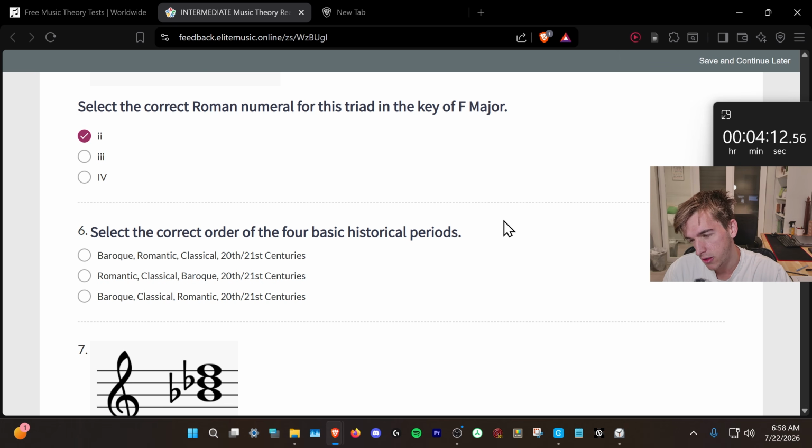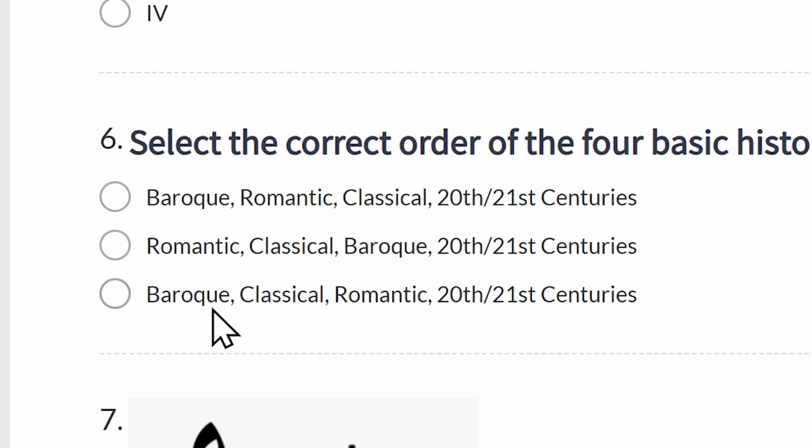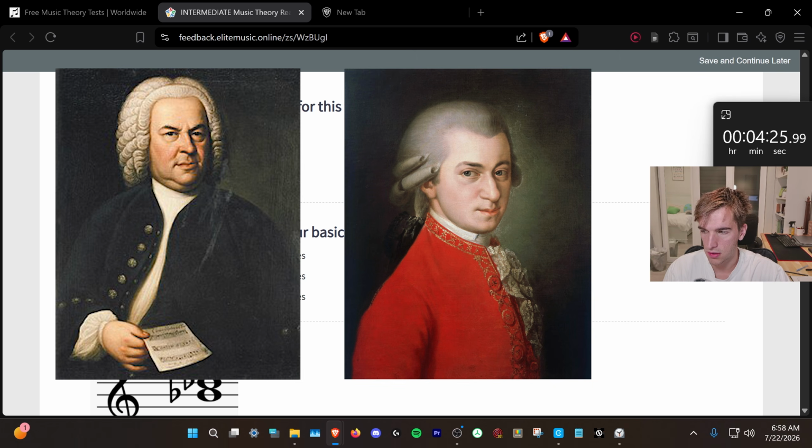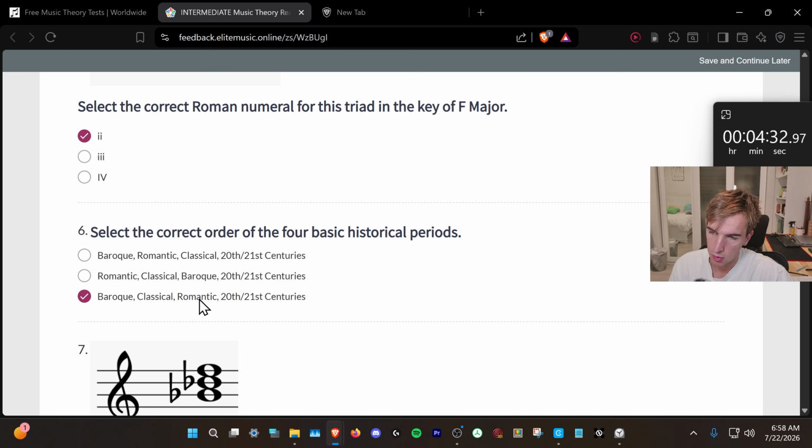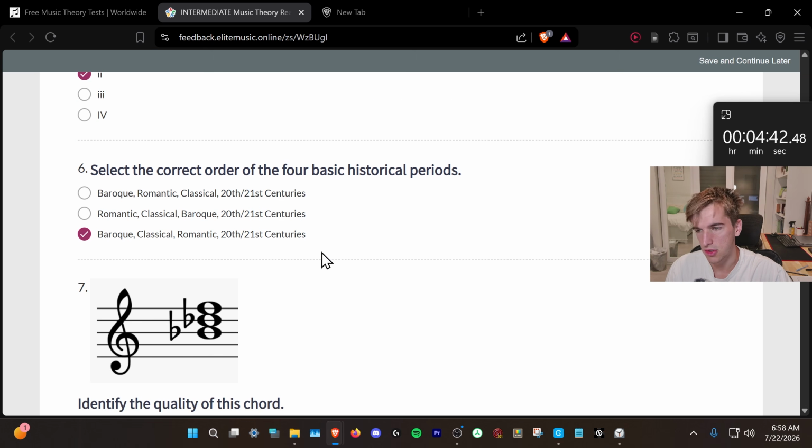Was it Baroque first? I think Baroque was, I know Romantic was right before. So I think it's Baroque, Classical, Romantic. Baroque is like Bach, Mozart, and all that. Classical is like Beethoven, maybe a bit of Chopin, and then Romantic, Debussy, and I don't know. I think this is what it is. I hope it is. Okay, let's just go with this.